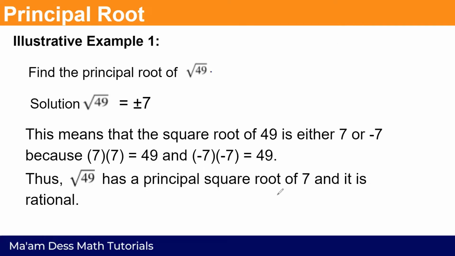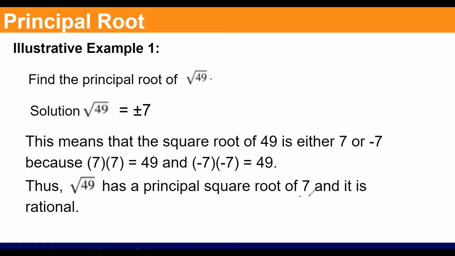Okay. Now, bakit po positive 7? Kasi ang tinatanong po natin, yung principal square root. Okay, so it is positive 7. And then positive 7, therefore, it is rational.